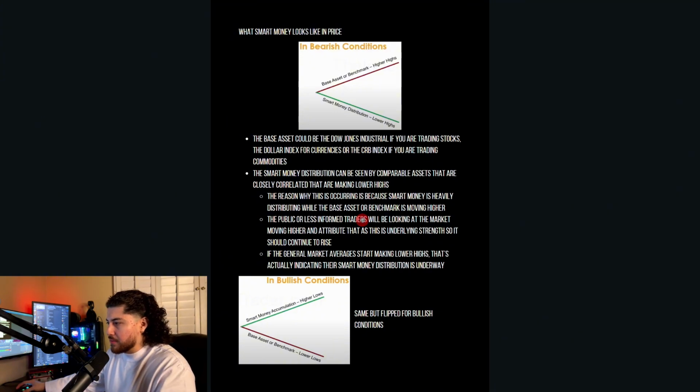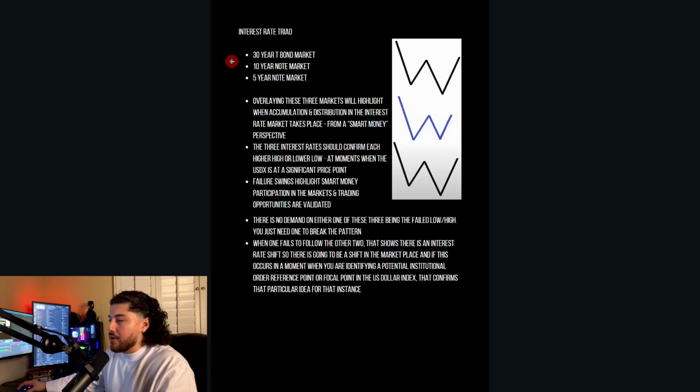And it's the same thing but flipped for bullish conditions. We'll break these both down in more detail on the next page over. Interest rate triad: we have the 30-year T-bond market, the 10-year note market, and the 5-year note market. Overlaying these three markets will highlight when accumulation and distribution in the interest rate market takes place from a smart money perspective. The three interest rates should confirm each higher low or lower high, higher high or lower low.